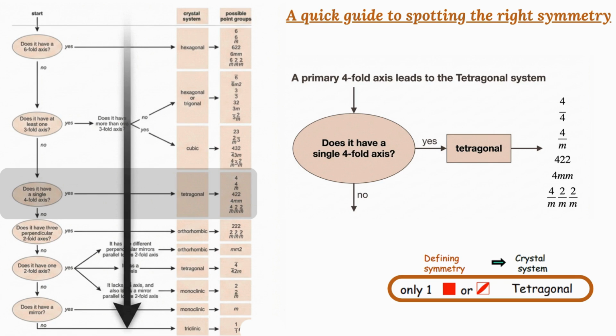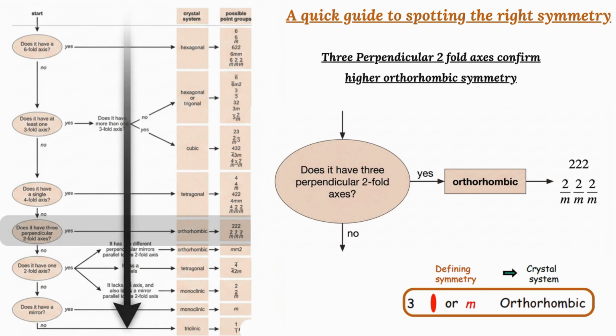Suppose you don't have sixfold, threefold or fourfold, then we have to check whether this crystal has any twofold axis. Again, how many twofold axes? Because twofold axes occur in the monoclinic as well as in the orthorhombic. So does it have three perpendicular twofold axes? If the answer is yes, then it is straightforwardly orthorhombic, and these are the two possible point groups we get from that crystal.